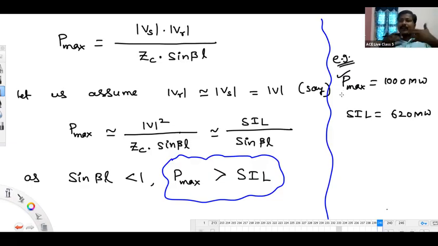So, in order to utilize the transmission line effectively, the suggestion we are making for loading on a transmission line is loading greater than SIL, but it should be less than P maximum. But it may not be practical in all cases.